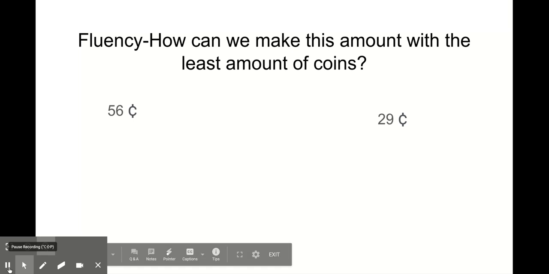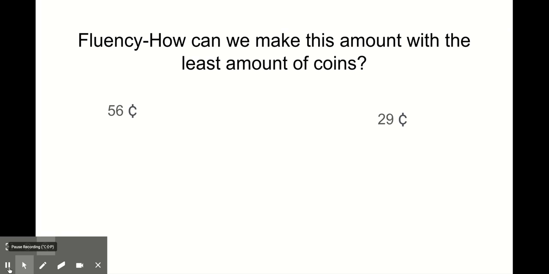Now we're going to play a little fluency game. How can we make this amount of money with the least amount of coins? Remember, least means smallest number. Let's take a look first at 56 cents. We don't want to use many coins.